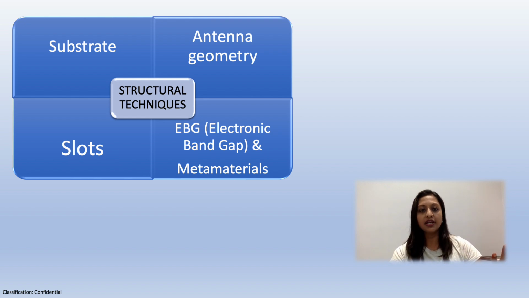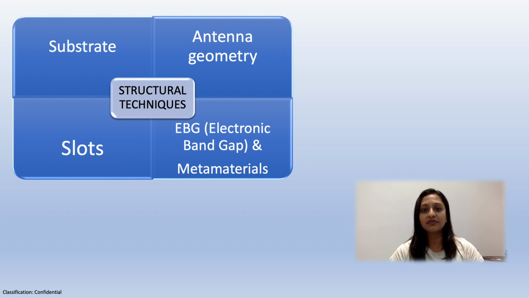One is, as I already mentioned, the substrates, the substrate parameters and its behavior and everything. And then comes what kind of shape do I choose when I'm talking about the antenna. So what should it be? Square? Should it be rectangular? Should it be circular? So that I get a broader bandwidth. And then comes a different type of slots which I can append on this antenna structure itself.